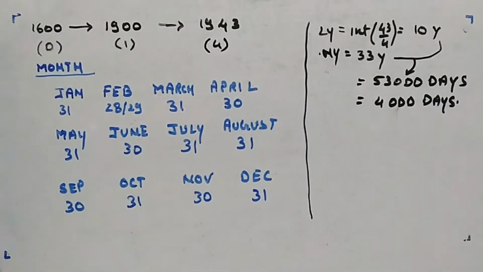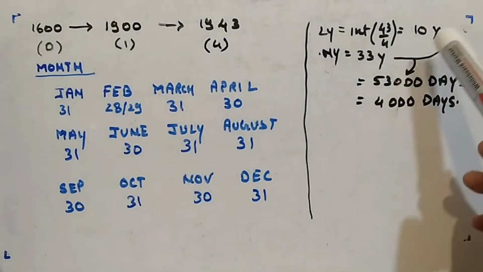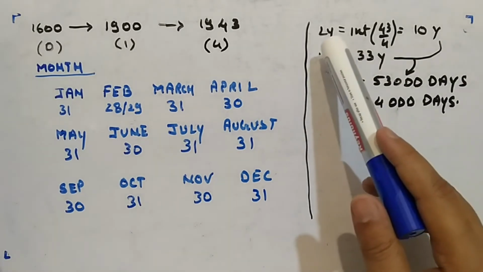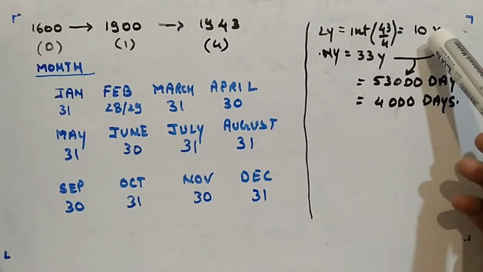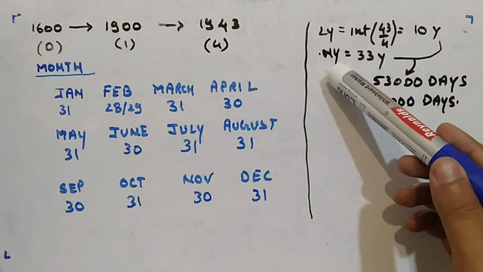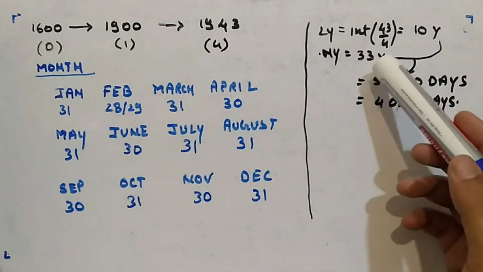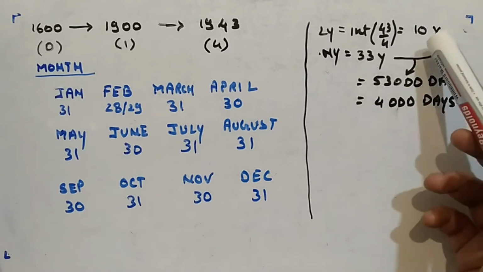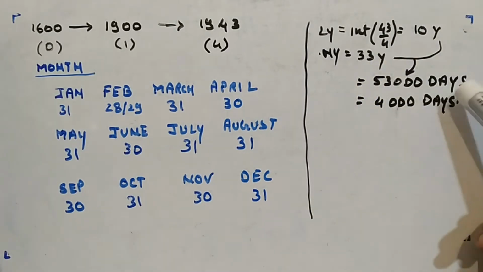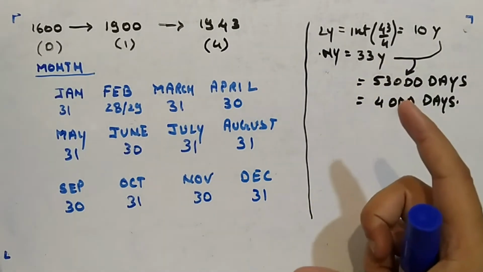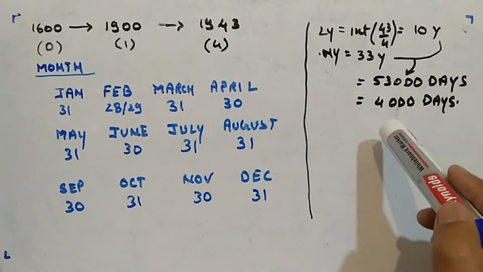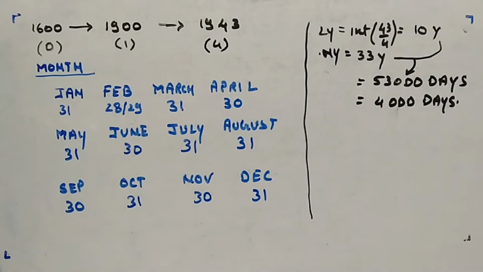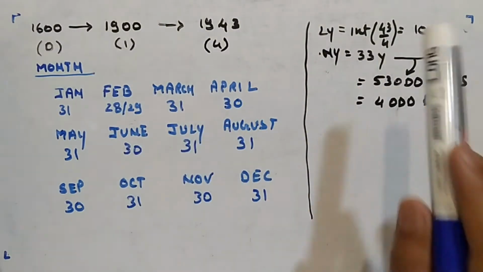Between 1900 and 1943, leap years give 2 odd days each, so 2 into 10 is 20, and normal years give 1 odd day each, so 1 into 33 is 33. 33 plus 20 is 53 odd days. But you have only 7 days in a week, so dividing by 7, 7 sevens are 49, and you have 4 odd days remaining. So this is what we have done till now.